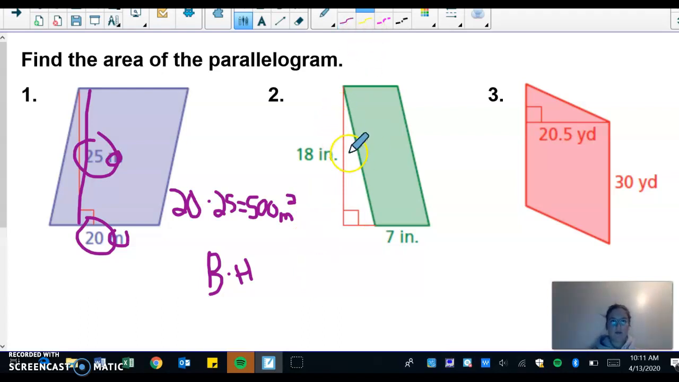So for number 2, the base is 7, so it would be 7 times the height, which is 18. So 7 times 18. I'm going to use a calculator. So 18 times 7 is 126. So that's 126. And then you have inches as both the units, so it's inches squared.